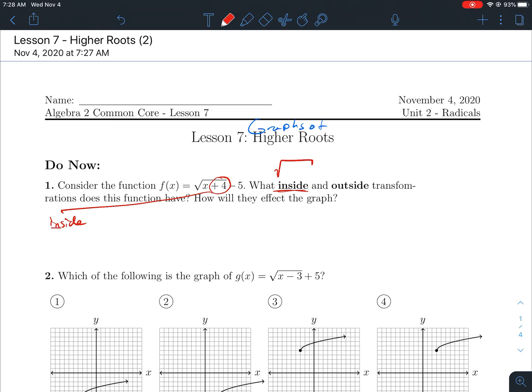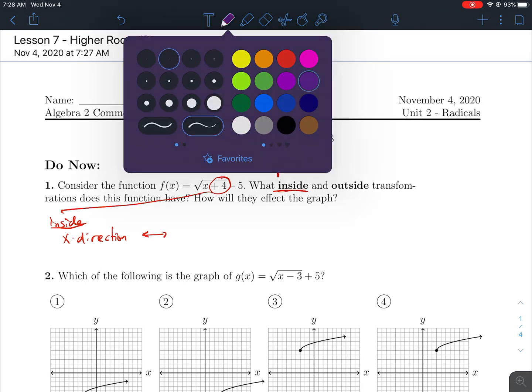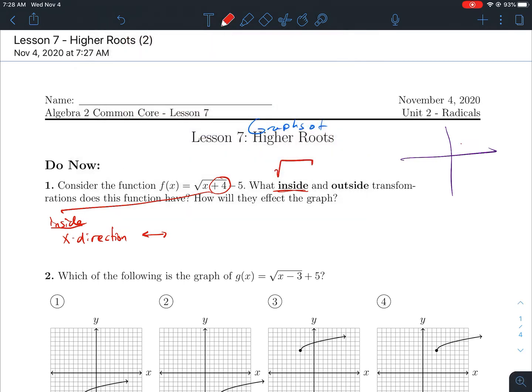And we have to remember inside transformations always affect the x direction. So it's either going to be moving it left or right along the x-axis. For those of you that missed last class, what we learned is that there is an overall shape to these square root functions. Let me just draw that. It starts off here, and then these numbers, the plus 4 and the minus 5, are going to move it around, up and down, left and right.